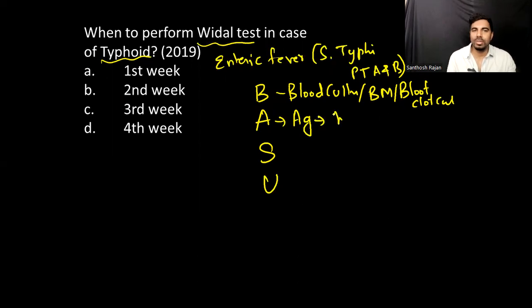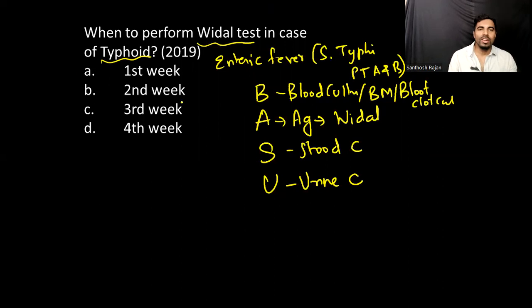Antibody detection test is nothing but the Widal test. S for stool culture, and U for urine culture. Now in the first week, the best one is blood culture, or bone marrow culture. All are right answers.